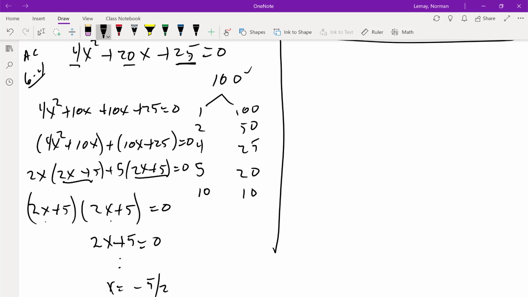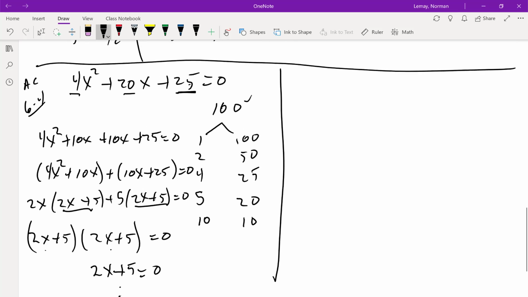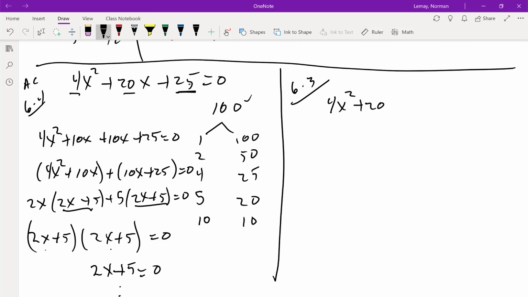Kind of looks familiar. So again, this is the AC method, and I believe in class I tried to introduce the AC method when we were in section 6.3. So let's come back to the section 6.3 method, and recall that 4x squared plus 20x plus 25 equals 0. Remember, in the 6.3 method, we asked if we can write this as a perfect square.